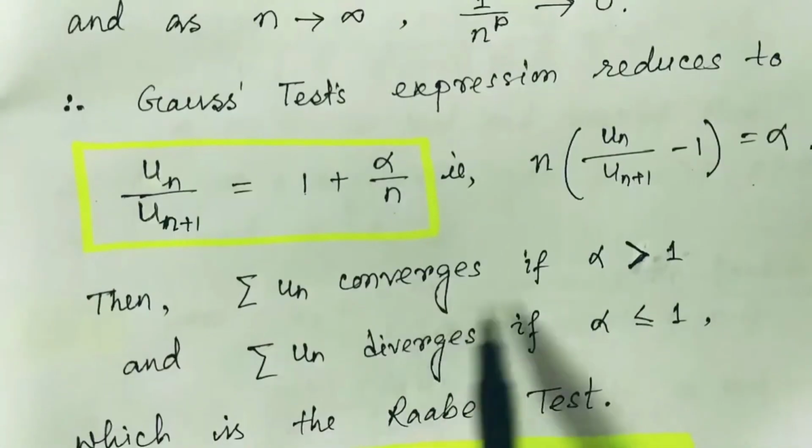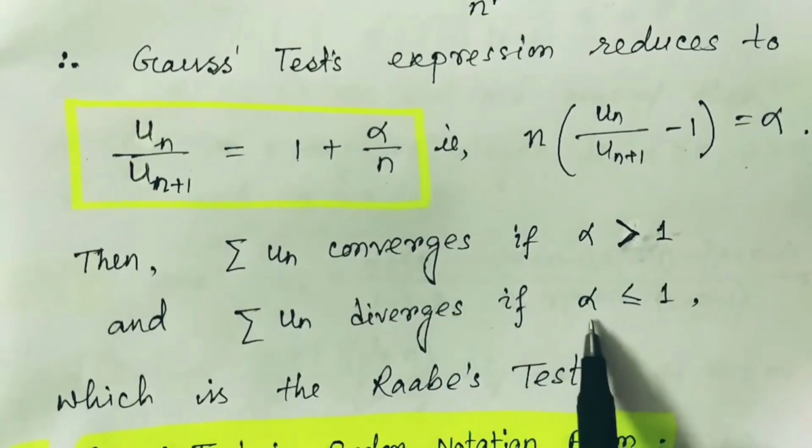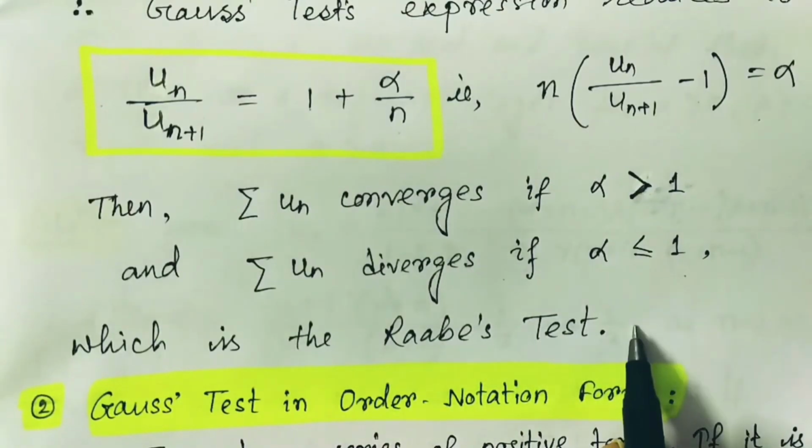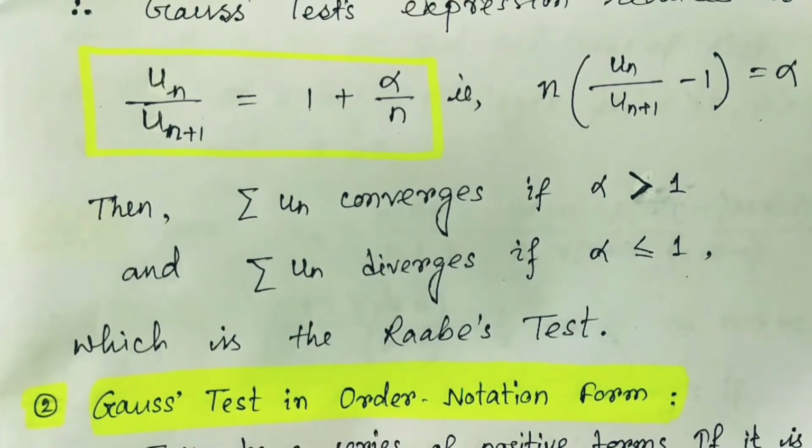So this is the first statement for the Raabe's test. That one is convergent if alpha is greater than 1. This one is divergent if alpha is less than or equal to 1. Which is nothing but the Raabe's test. So from here only we can say the Gauss test is the generalized form of the Raabe's test.